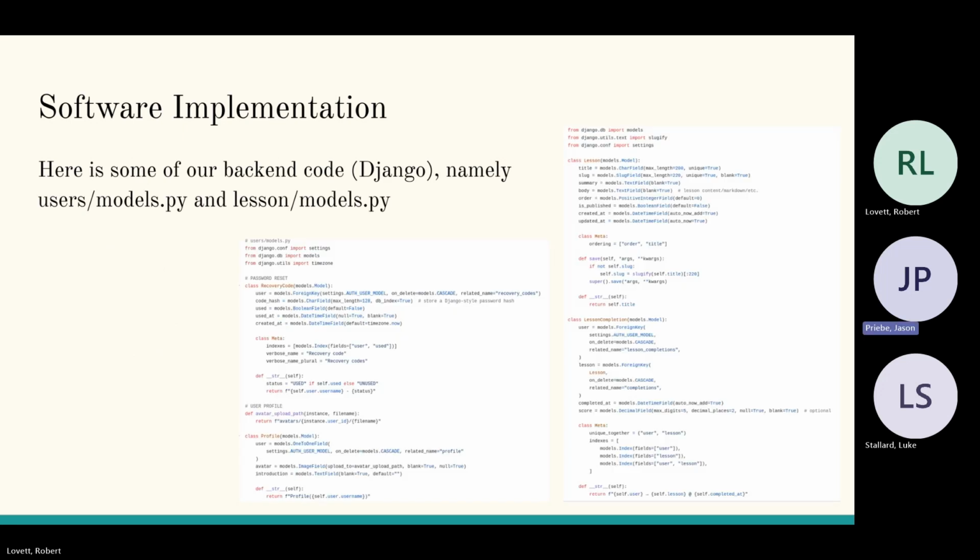So let's take a look at some of the implementation for our code. This is obviously not all of it, but that will be submitted for the final documentation. But first, let's take a look at some of our backend code. This is Django. We're looking here specifically at users models.py and lesson models.py, seeing some of the functionality for recovery codes and lesson completion, etc.